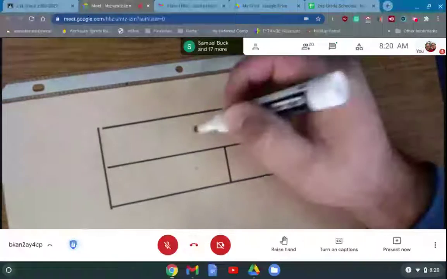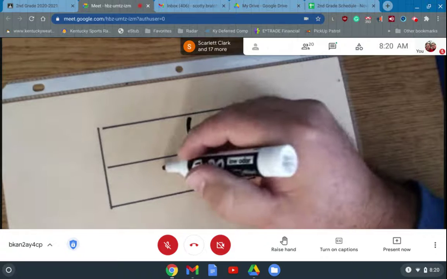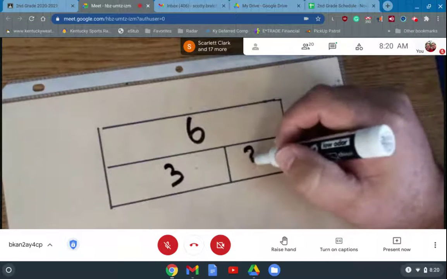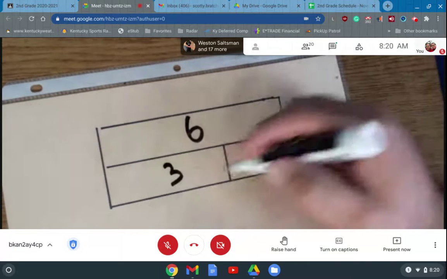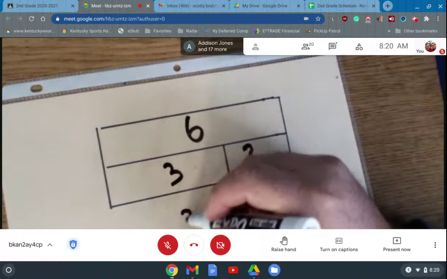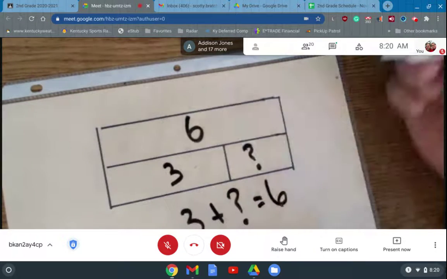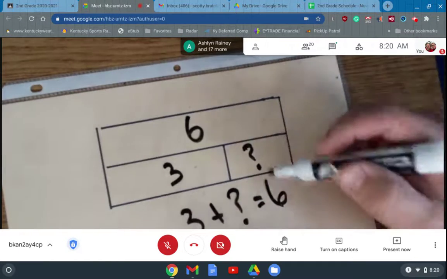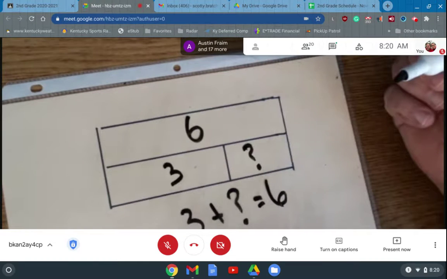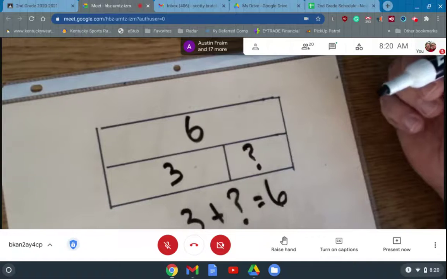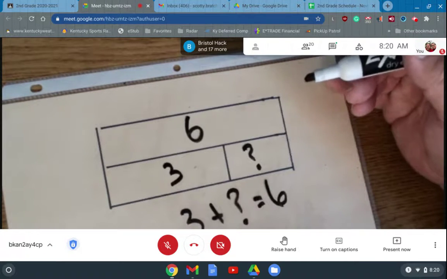But let's say that I knew the total, and I knew this part, but I don't know that part. Okay? So when I write this, it would look like 3 plus I don't know equals 6. Well, one of our add-ins is missing. So this is called a missing add-in. Missing add-in problems always turn into subtraction problems.